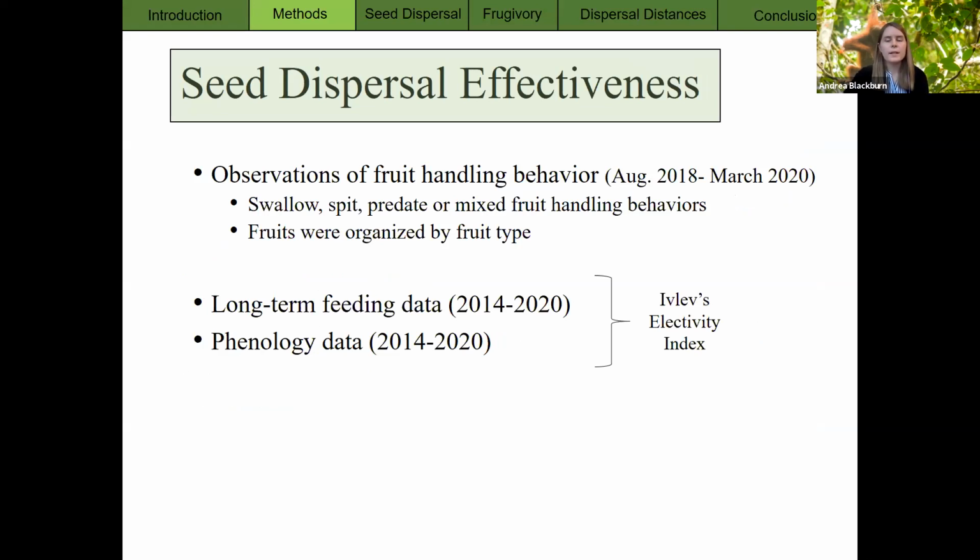So I observed orangutans' fruit handling behavior for 53 genera. I recorded if orangutans swallowed, predated, or spat the seeds in each fruit, or if they used multiple fruit handling behaviors. We also recorded the fruit types.